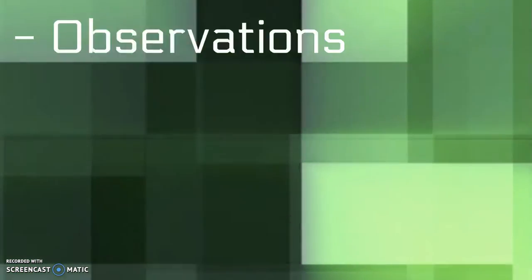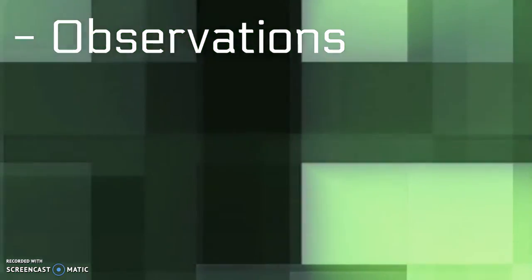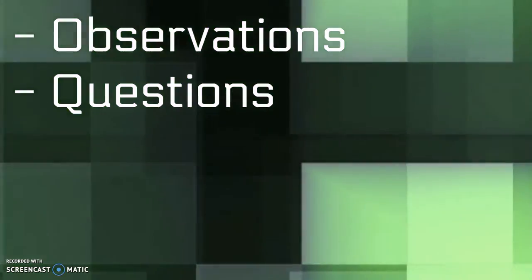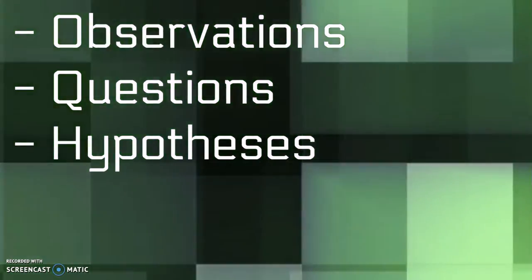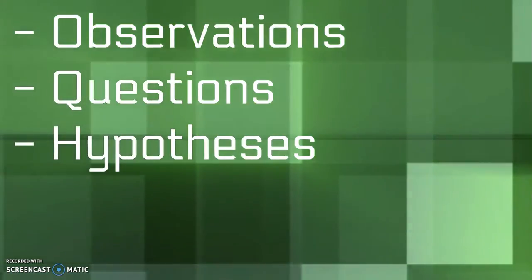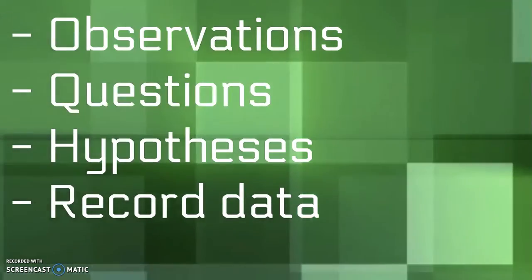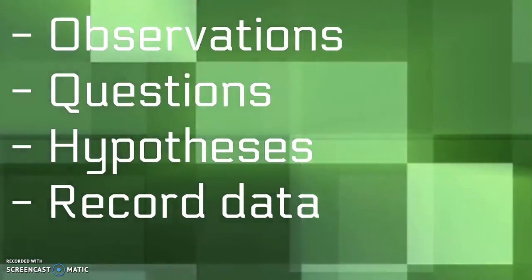Let's review some of the things we need to conduct our investigation. First is observations. We're going to pay attention to things we see, feel, hear, or smell. Next is questions. Think of important questions you want to know the answer to. Next, we need to form hypotheses, which are predictions or educated guesses of what we think will occur. Lastly, we need to record our observations, thoughts, results, or anything else we think is necessary.